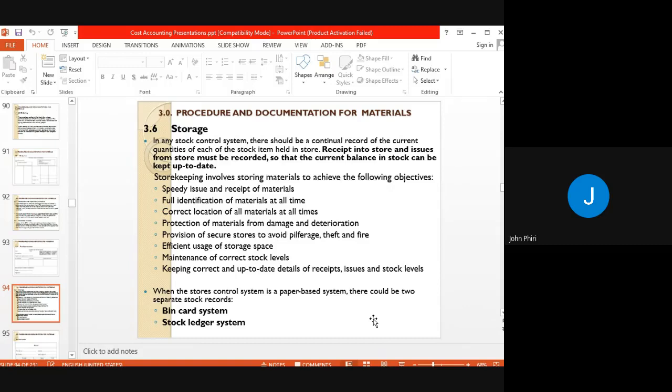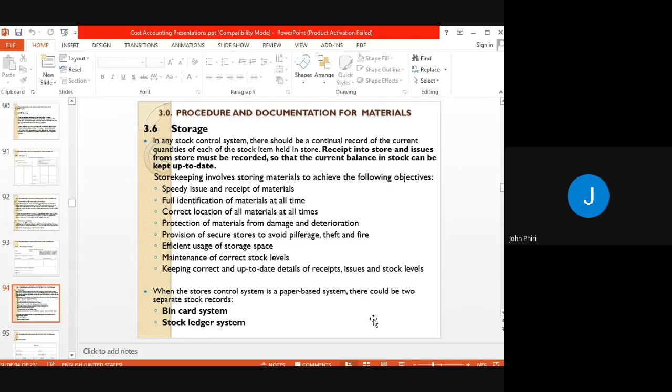One, we are saying you'll be able to speedily issue and receipt of those materials. That's why you have to keep them. So you have a store. What's the purpose or function of the store? To receive and issue the materials. The second one is you can be able to identify the materials. You'll be able to see them and identify them.